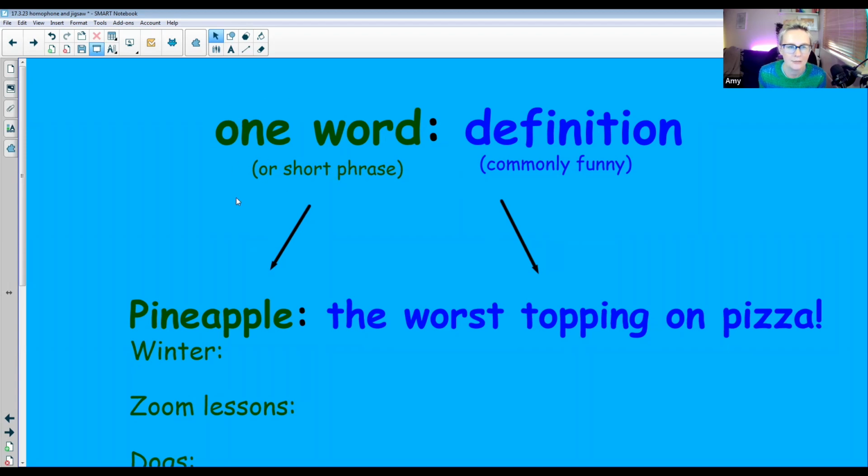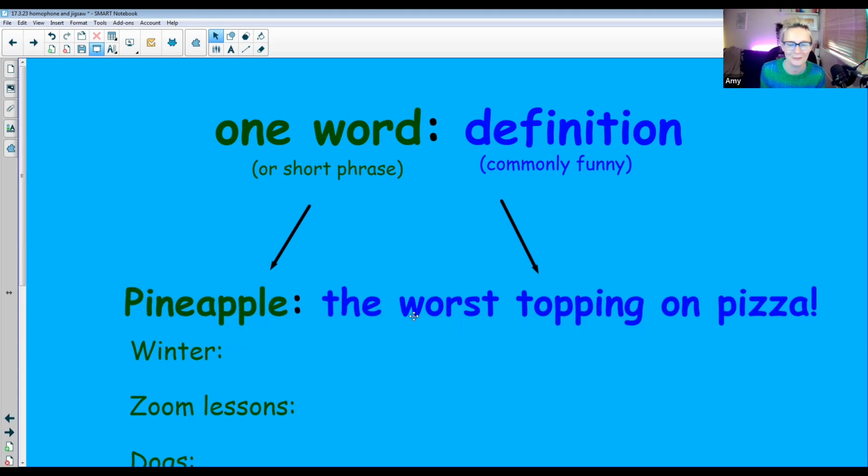So sentences start off with a capital letter and a word or a short phrase, and then the colon, and then the definition of this word. Sometimes it's a funny definition, sometimes it's an opinionated definition. So for example, pineapple: the worst topping on pizza. That might not be your opinion. You might be able to give a different opinion on that one, and the children were able to do that too.